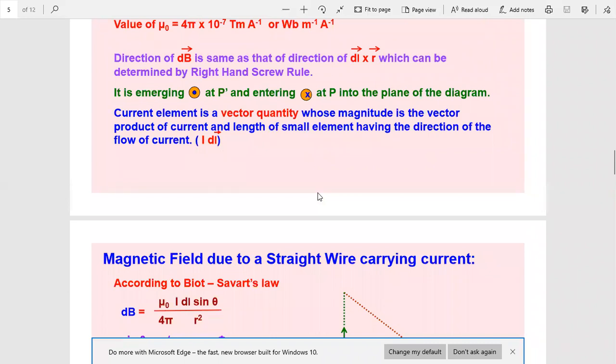So here, the current element is a vector quantity whose magnitude is the product of the current and the length of a small element of the conductor, having the direction of the flow of current. The current vector is a product of current and displacement dl. That's why I into dl together is called the current vector. But when you separate this I into dl, then I is no more a vector.